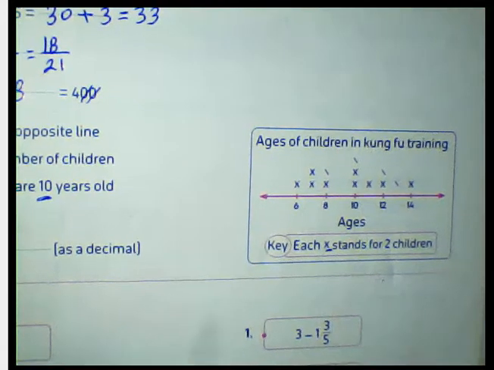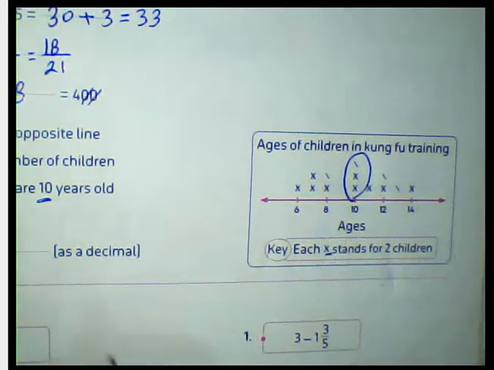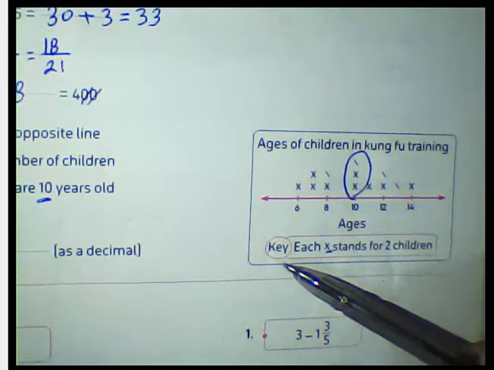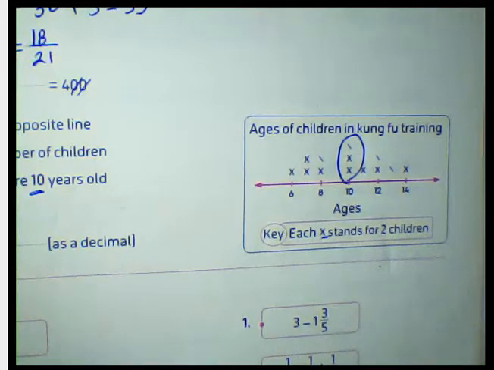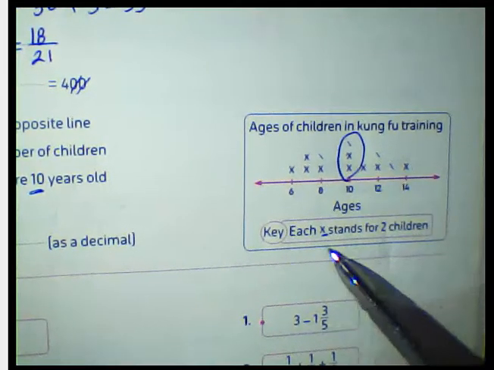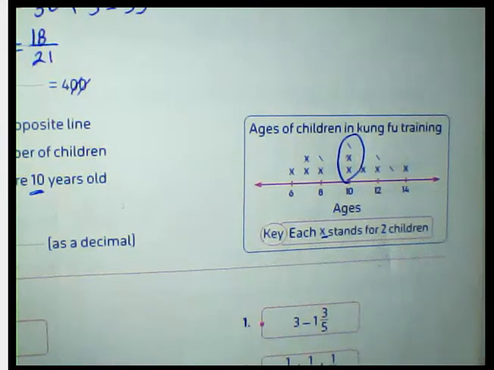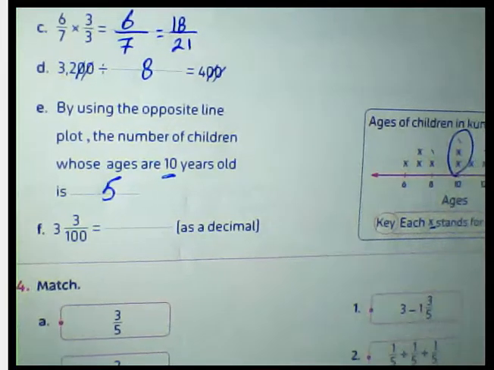So, by using the line below, the number of the children whose ages are 10 years old will be 5. Again, we know each X, look at the key here. Each X stands for 2 children. But this dash refers to 1 child. 2 plus 2 plus 1 equals 5 children. So the result will be 5.